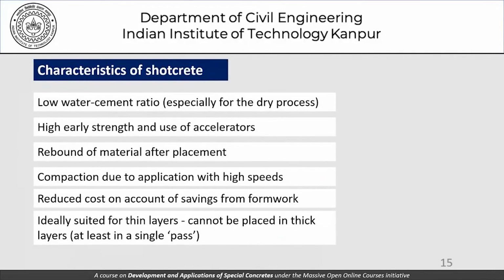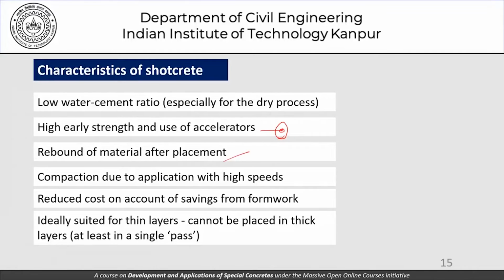So as far as the characteristics of shotcrete are concerned, low water to cement ratio, especially for the dry mix, high early strength and use of accelerators. This is something which is very important because the more time the concrete takes to set, the more is the real danger for the concrete falling off or moving away from where it is supposed to be, or moving away from the state of placement.